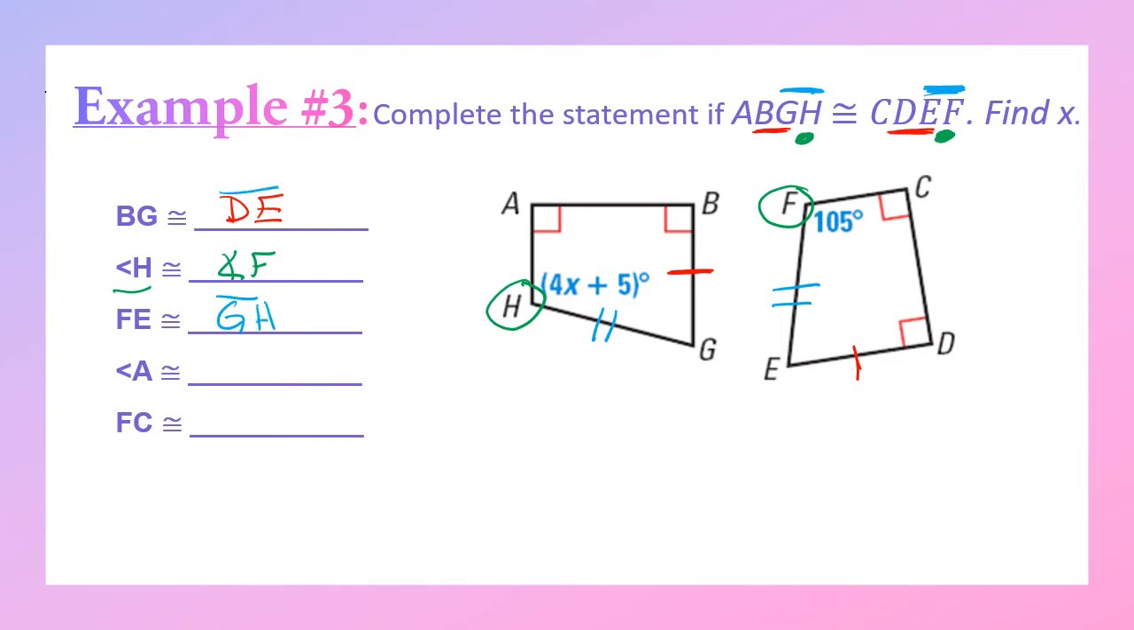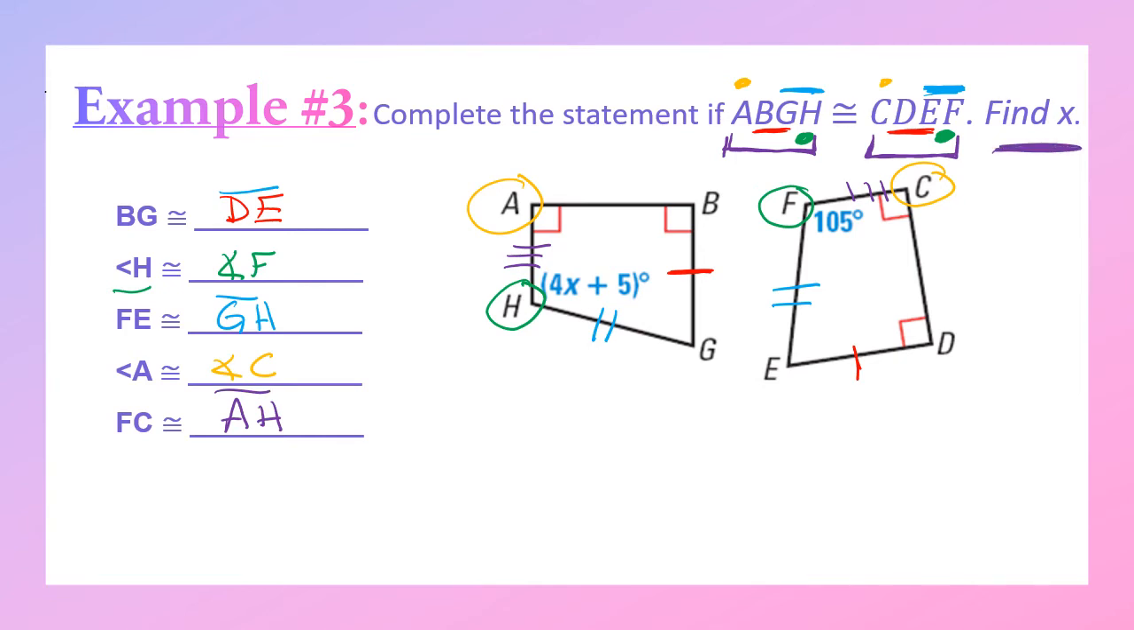Okay, angle A. So looking again at my picture, angle A is right here, but if I look at my statement, angle A is my first letter here, angle C is my first letter here, and if you look at the picture, both of those are right angles, so that should help narrow that down. And finally, FC. FC are the first and the last letter of this statement, so if I look at the first and last letter of this statement, it is AH, so that tells me that AH is going to be congruent to FC.